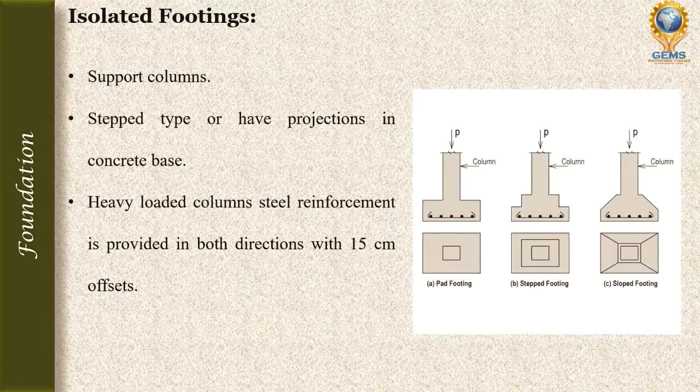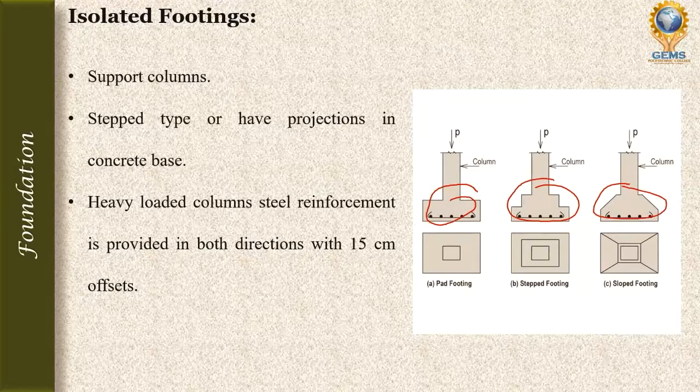Next is isolated footing. These isolated footings are used to support columns. They can be simple, stepped, or sloped, or they can have a projection in concrete bases. In the case of heavily loaded columns, we can give steel reinforcement in both directions with 15 centimeter offsets. So this is the isolated footing.